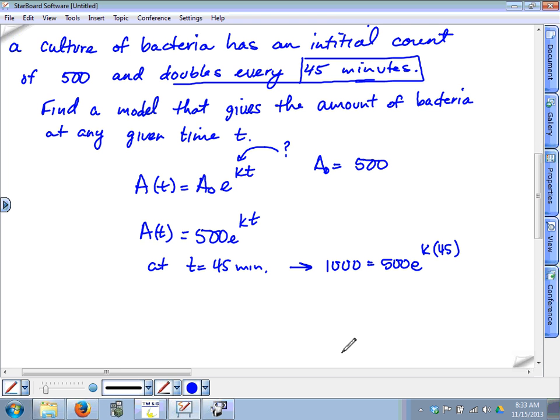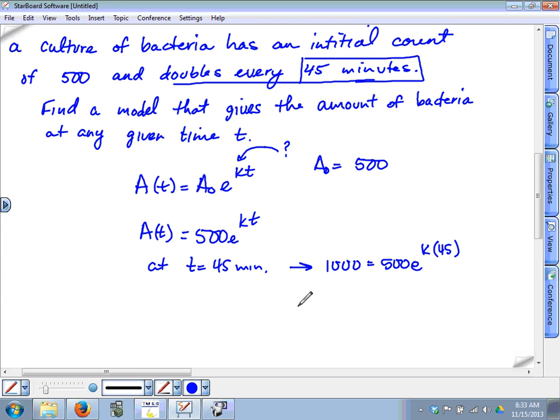Yeah? For A of t, the thing on the left is the time. Why do we not select 45? The A of t, that's just function notation. A of t means the amount at a certain time t. So what's the amount at our time of t at 45 minutes? It's 1,000. That's what that means. Does that make sense? Okay.